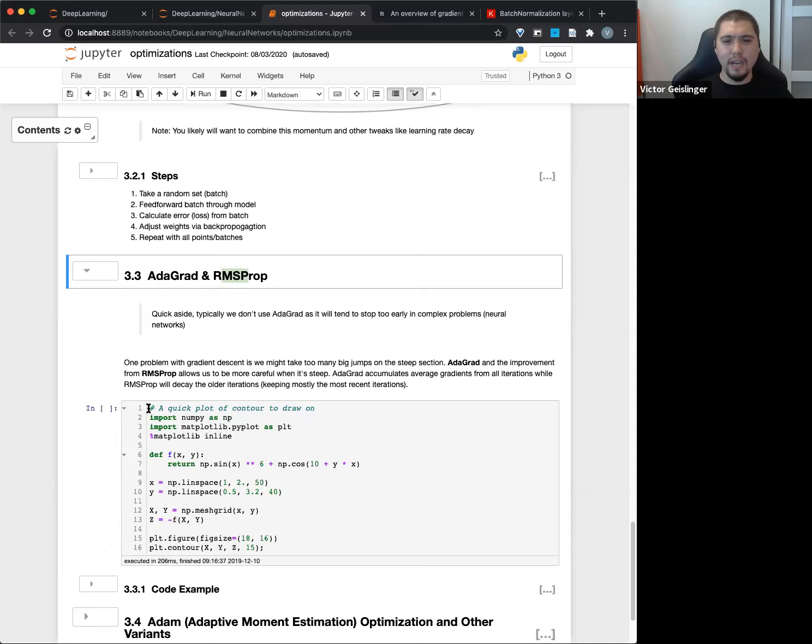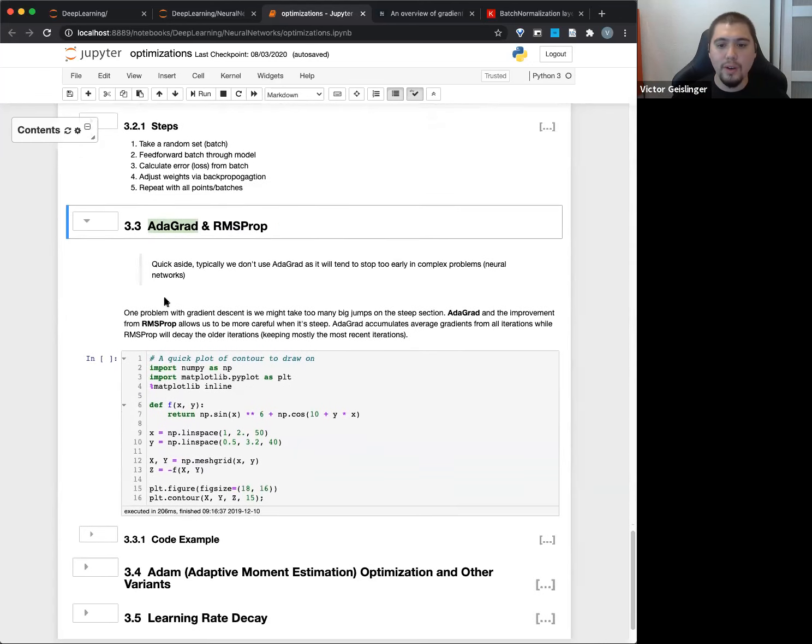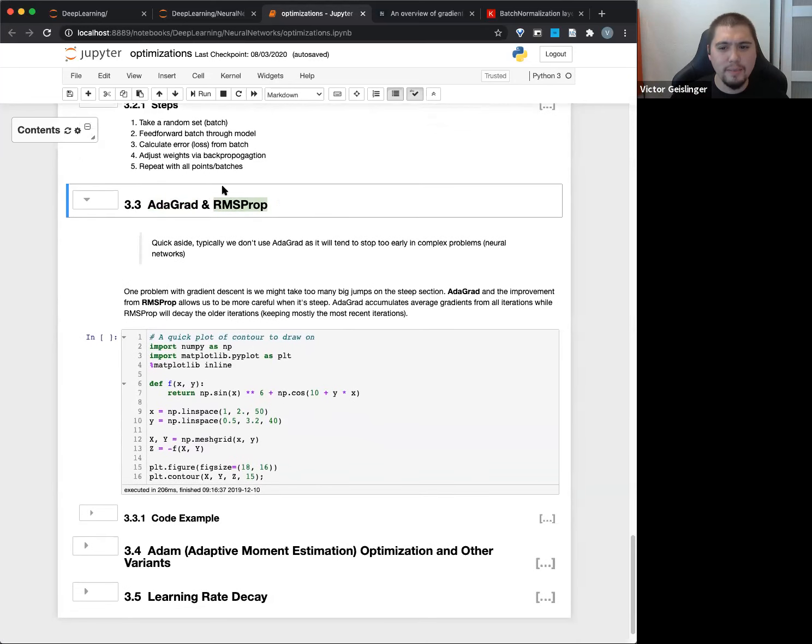Just a quick note though, basically don't use Adagrad. It tends to stop early for a lot of complex problems. You could use it for simpler problems, but if it's too complex, it will stop too early and won't converge to the optimal solution. RMSprop is similar to Adagrad in how it works. It tends to be a little bit better, but in general, just be aware of these things.